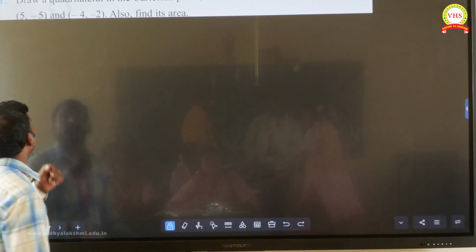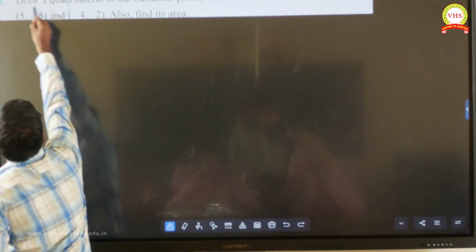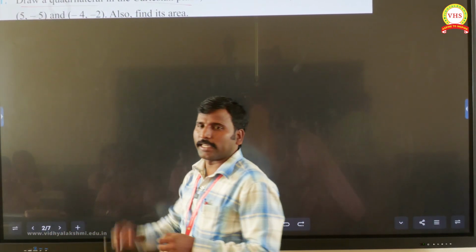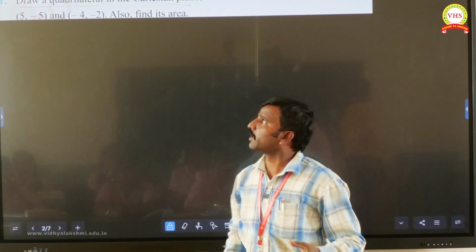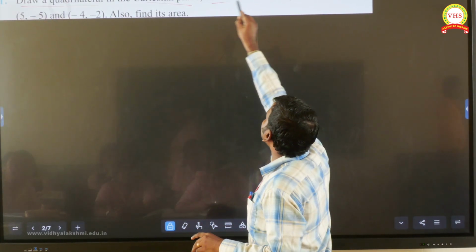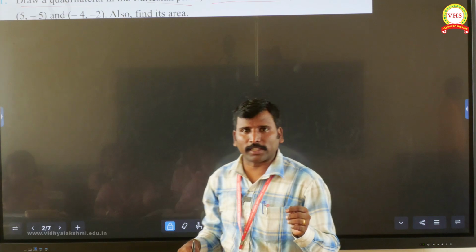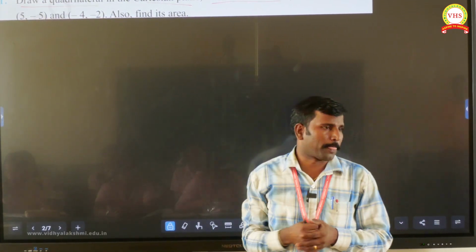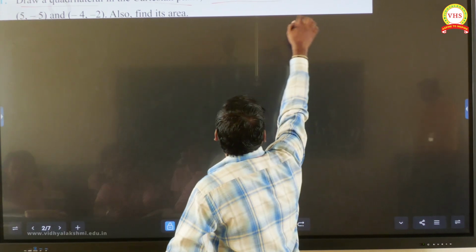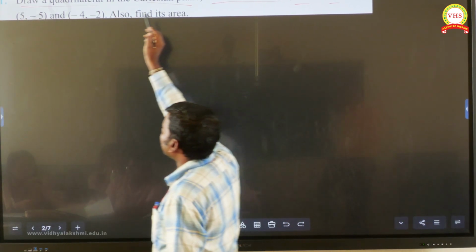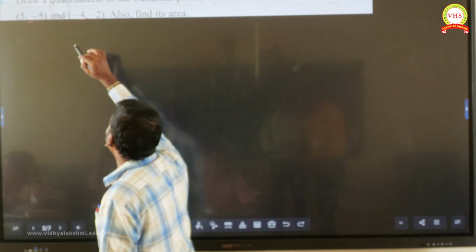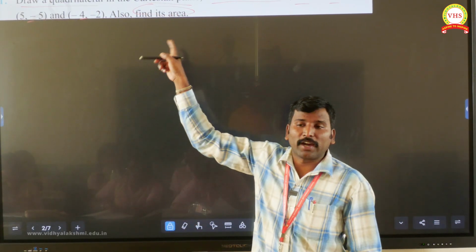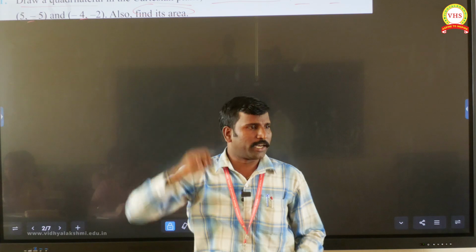What is the first question here? Draw a quadrilateral in the Cartesian plane. So we have to draw the quadrilateral in the Cartesian plane, whose vertices are given. By using the vertices, we have to draw it. The first point, second point, third and fourth points are given. Also, find its area. It means we have to find the area of the quadrilateral.